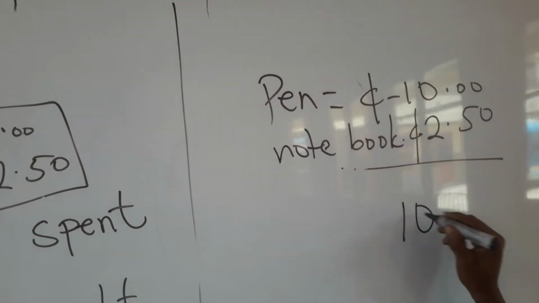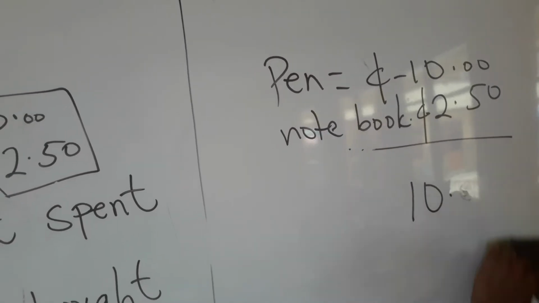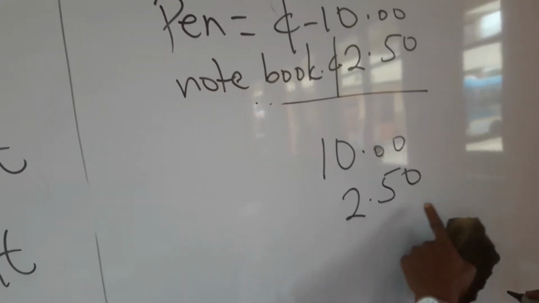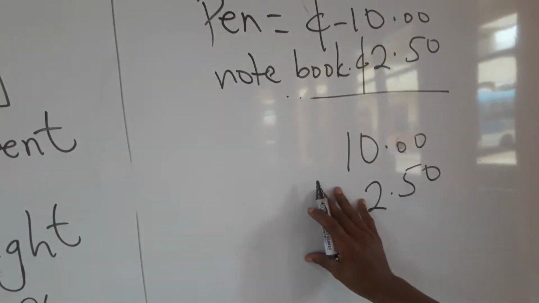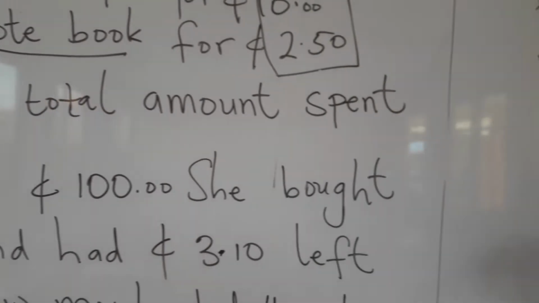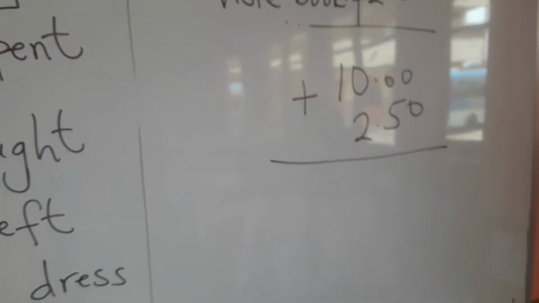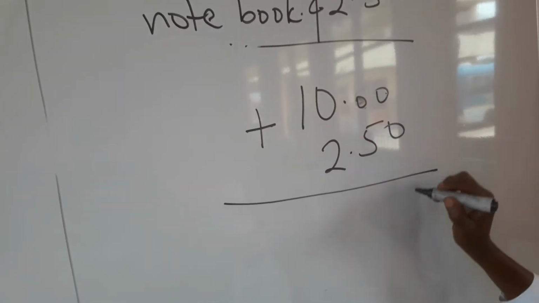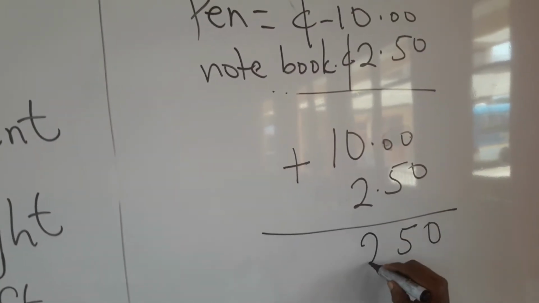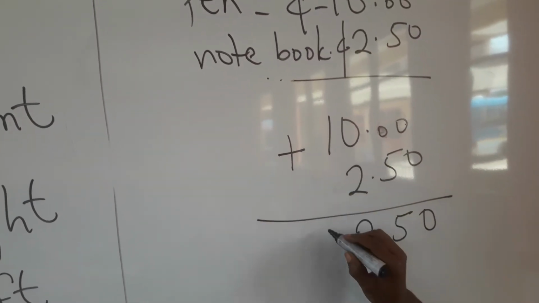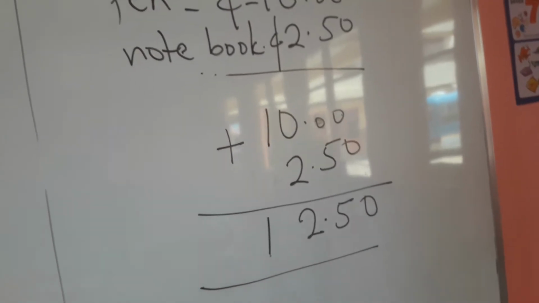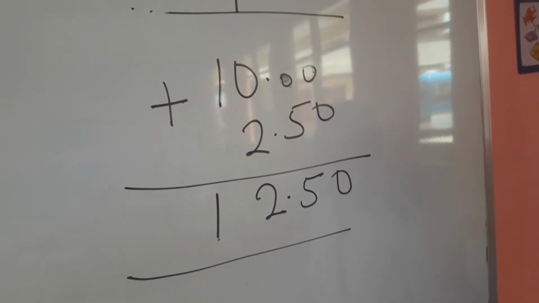So I write it here, 10 cedis, with the 2 zeros, then 2 cedis, 50 pesos. It is not subtraction. When you are asked to find the total amount, it is addition. So we add to find the total cost, or the amount spent in the market. 0 plus 0 gives 0, 0 plus 5 gives 5, then 0 plus 2 gives 2. There is nothing here, so you step down the 1. Then remember to bring the point here, which gives us 12 cedis, 50 pesos.